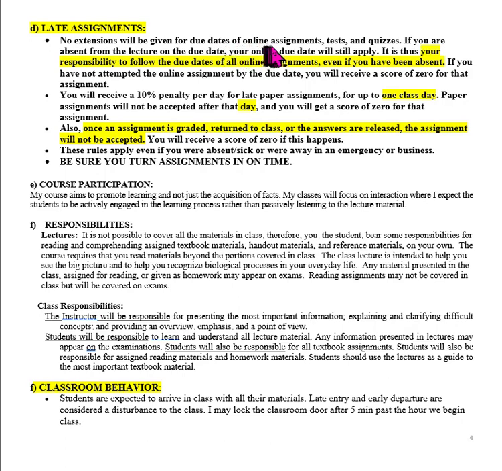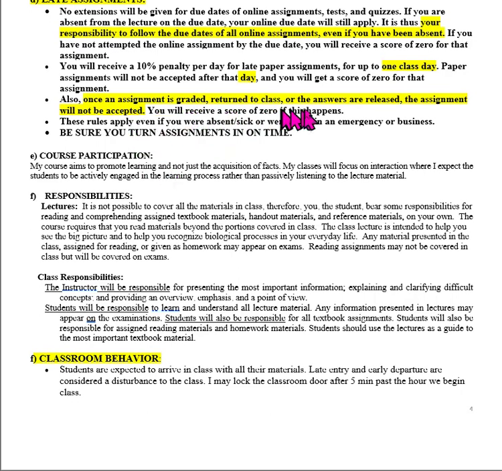So no extensions are given for due dates of online assignments, tests, and quizzes. If you're absent from lecture on the due date, your online due date will still apply. So it's your responsibility to follow the due dates and complete them on time. Okay, if there is a term paper that you're submitting, a 10% penalty will be calculated per class day delay, and paper assignments will not be accepted after one class day delay. Once the assignment is graded and returned to class or answers are released, the assignment is not accepted.